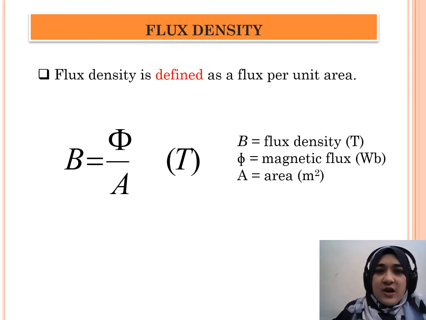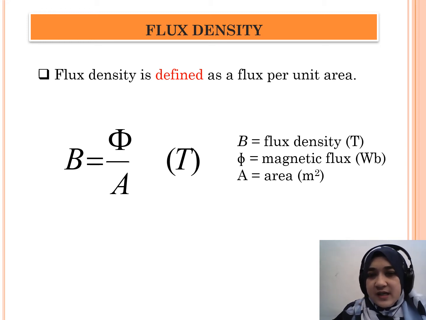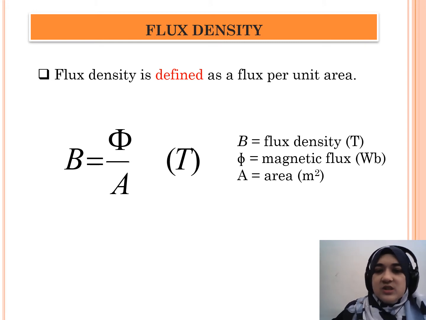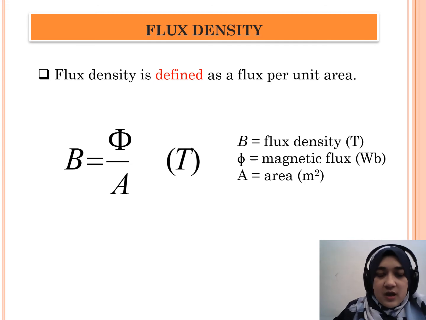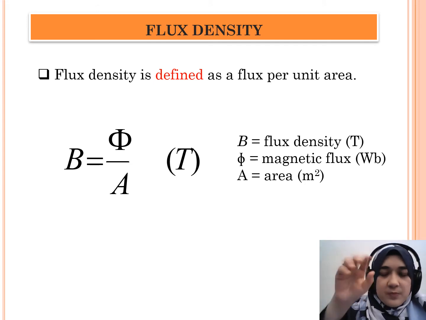Okay, the formula of flux density. Flux density is defined as flux per unit area. So B is equal to phi, or magnetic flux, over A, where B is in Tesla, magnetic flux phi is in Weber, and area A is in meter square. So if the question gives you dimensions, you have to calculate the area first, and B and phi we always just give as parameters like that.